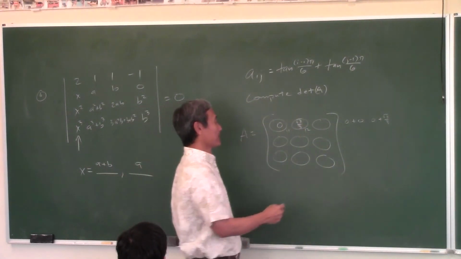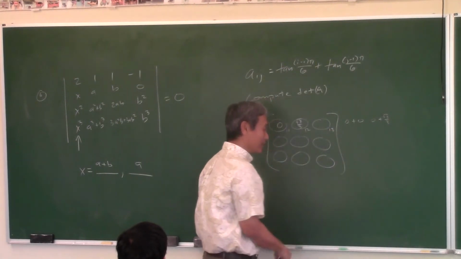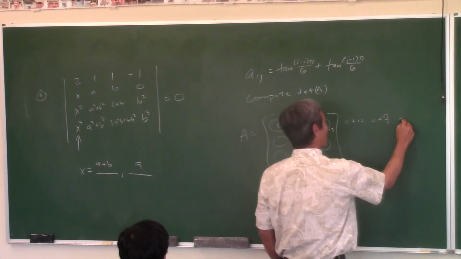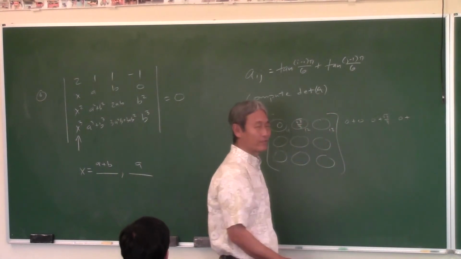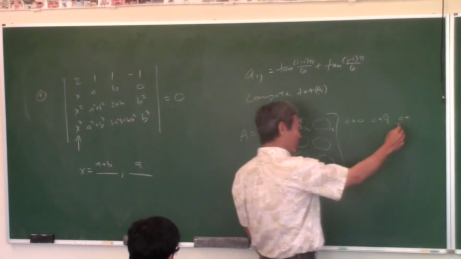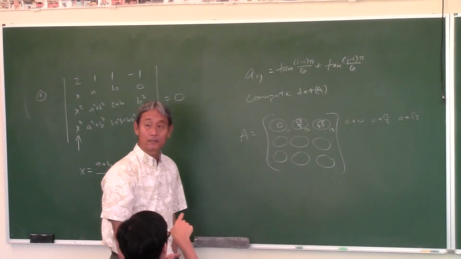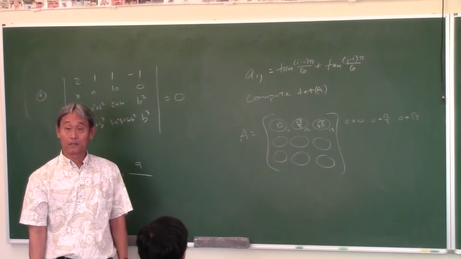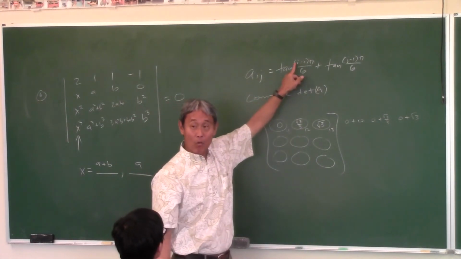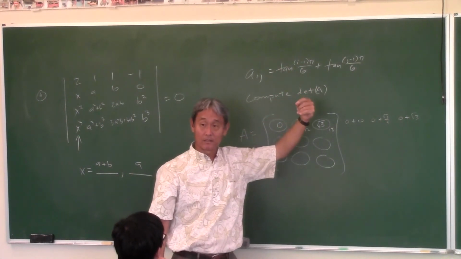This is 1,3. Plug in 1 for i and 3 for j now. So that's 0 plus tangent of pi over 3. That's beautiful. Root 3. Because if you plug in 1 here, you get 1 minus 1 is 0, and tangent of 0 is 0.